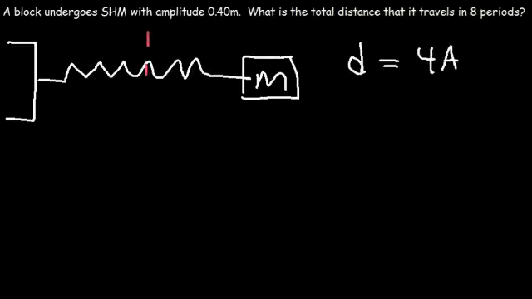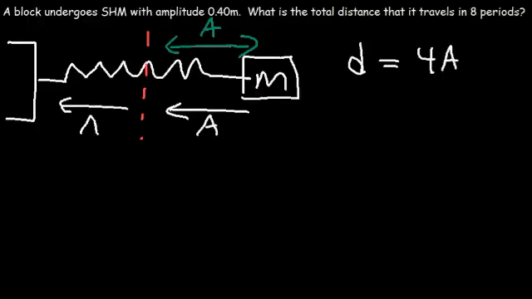Let's say this is the equilibrium position. This is the amplitude, the amount that it's fully stretched by. So for this block to travel one complete cycle, it has to travel A towards the equilibrium position and another distance of A, and then back towards the equilibrium position and back towards where it started. So as you can see, the distance that it travels in one cycle or one period is 4 times A.